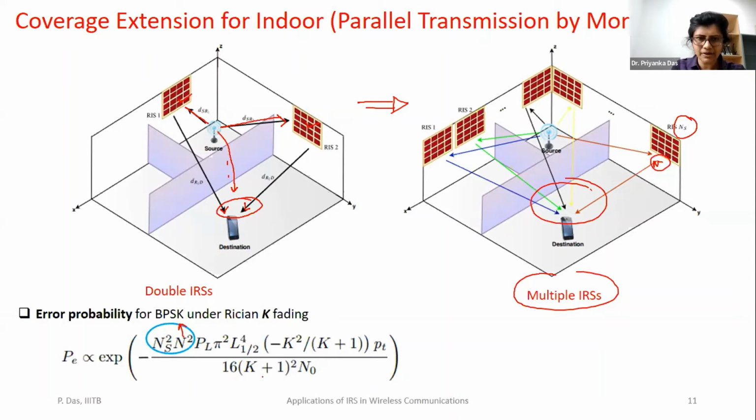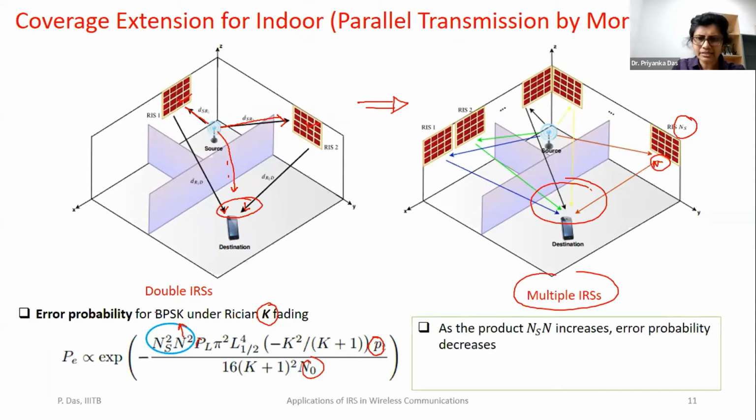And there are other elements coming from Rayleigh/Rician K fading, PSK constellation, power, AWGN variance, path loss, and so on. So my takeaway is this. I have highlighted it: as the product increases, error probability decreases. So I need to look at my product NS times N.